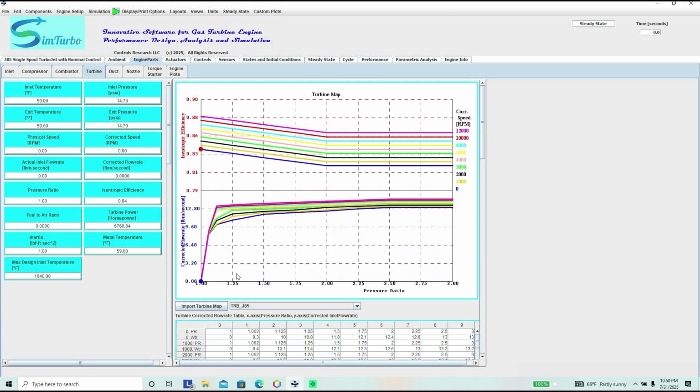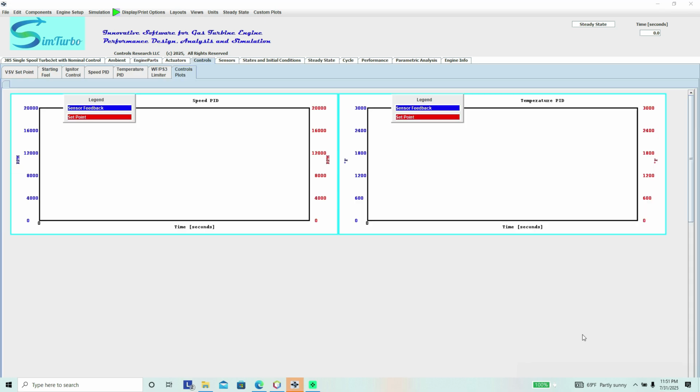The turbine, and we have a turbine map where we show corrected flow rate versus pressure ratio, isentropic efficiency versus pressure ratio, and also as a function of different speed lines. And again, we show all of the parameters here as we move in time. Back to the controls plots, and again we're looking at the speed PID and the temperature PID. We'll start a simulation.